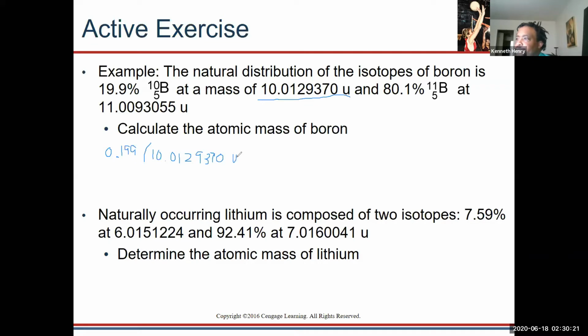Okay, and you add. Then how many sig figs should we expect out of this? I'm guessing 3. 3, 3, 4. Okay, see, he was trying to tell you guys the answer.